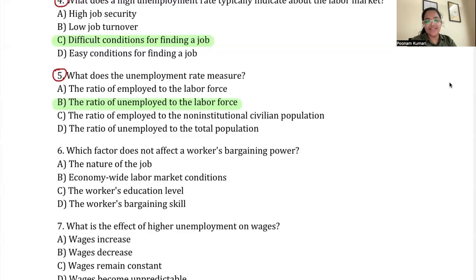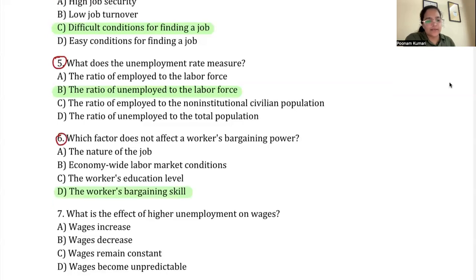Ma'am, but if we are doing the comparative analysis, option D would be the correct one, because education level can somewhere be associated with skill, right? The more skilled you are, the better it is for you. So out of whatever is given, D seems to be the one least affecting it, right? So by this logic we are trying to cancel these things. Fine? Okay, let's go.